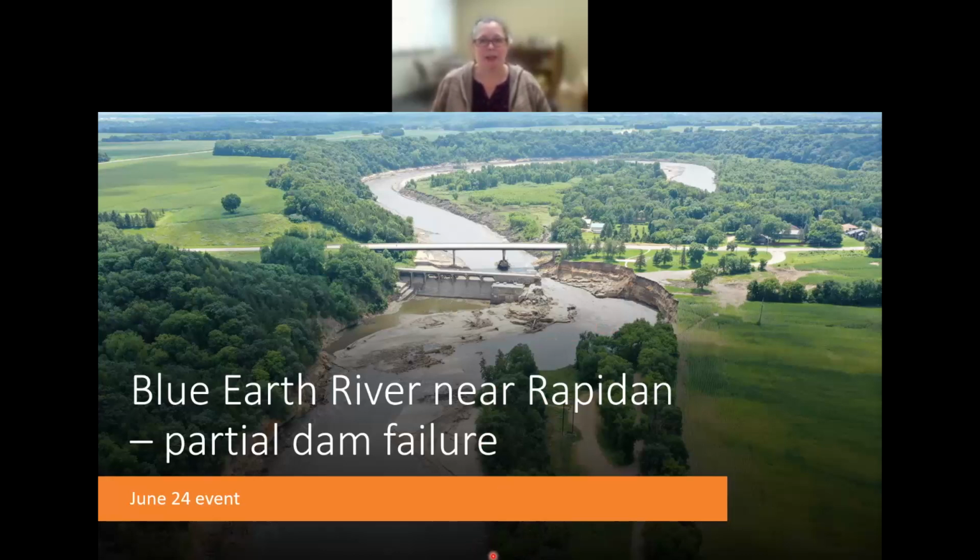Our local partner here is Minnesota State University Mankato Water Resources Center. So between the water monitoring staff there and our staff, we were able to collect a lot of data right after the event, and she actually collected a sample on the day before the event. So you'll see some of that in here. She collected a sample on June 23rd. The partial failure happened on June 24th. And then we were able to get out there again on June 26th. But we're sampling at a bridge further downstream.